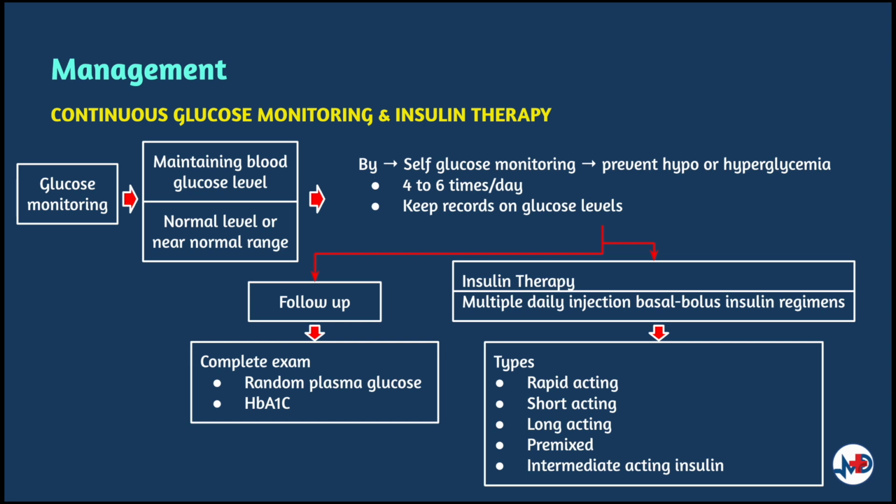It allows prompt actions to be taken for optimal treatment and prevention of hypo or hyperglycemia when it is performed at the correct timing as prescribed by doctors. Glucose monitoring should be performed 4 to 6 times a day and more frequently in certain conditions such as sick days or during exercise.